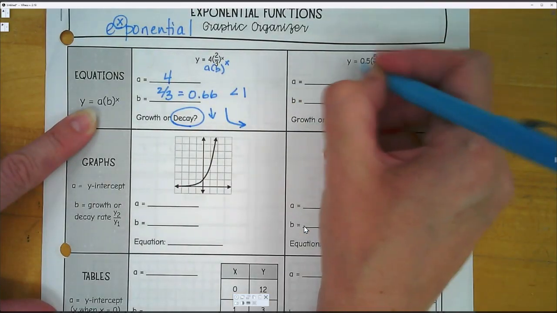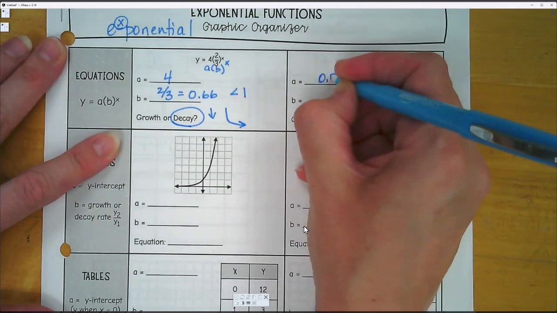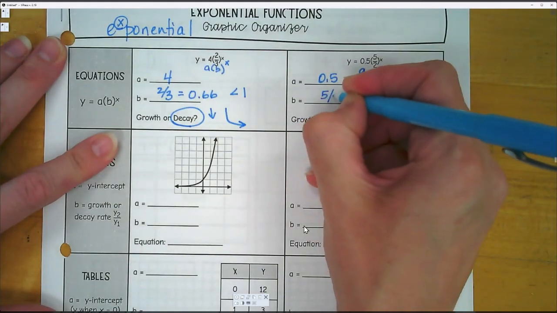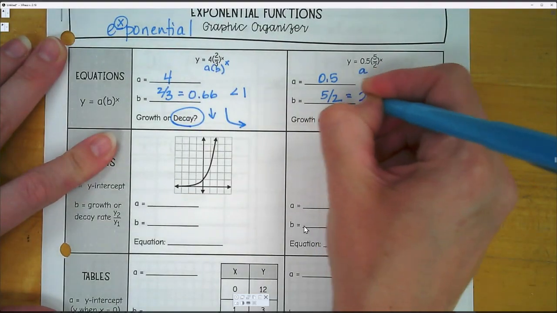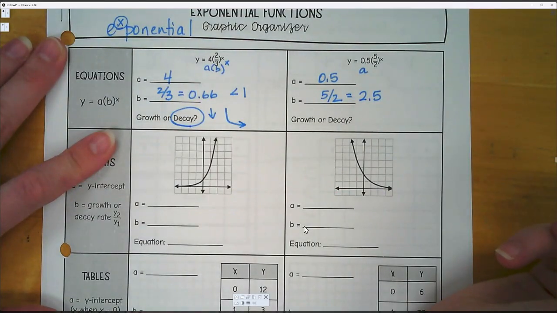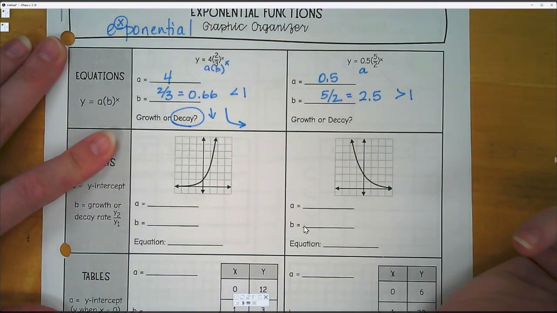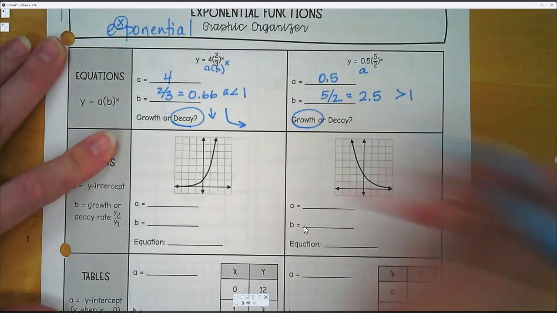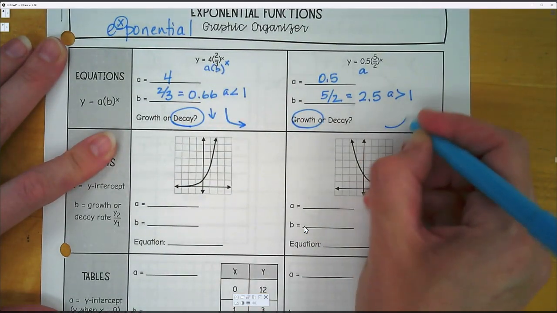And when I'm talking about the equation on the right side, we're going to see the a value, that's my starting number, is 0.5, but my b value is 5 over 2. Now 5 over 2 is a fraction, but it is a fraction that is equal to 2.5. So that means that my fraction number is actually a number greater than 1. And so I know my equation is going to be growing. Okay, so when my b is less than 1, I know it's going down. It's a decay. And when my b is greater than 1, I know it is a growth and it's going up.